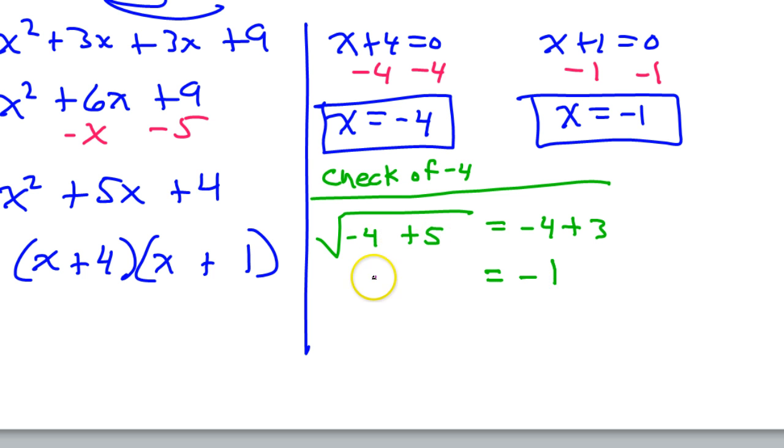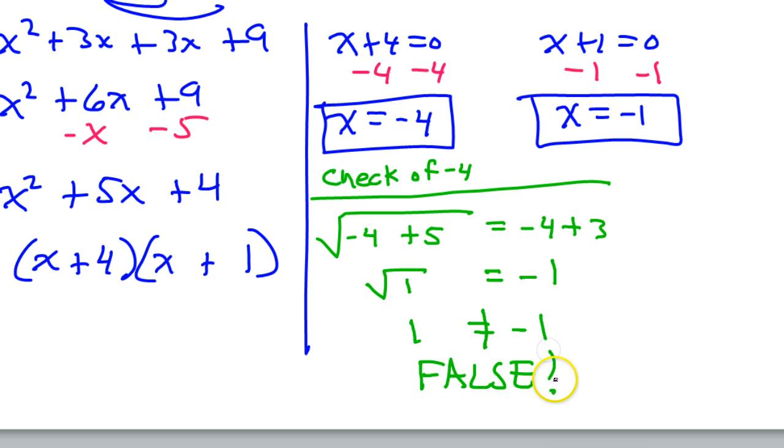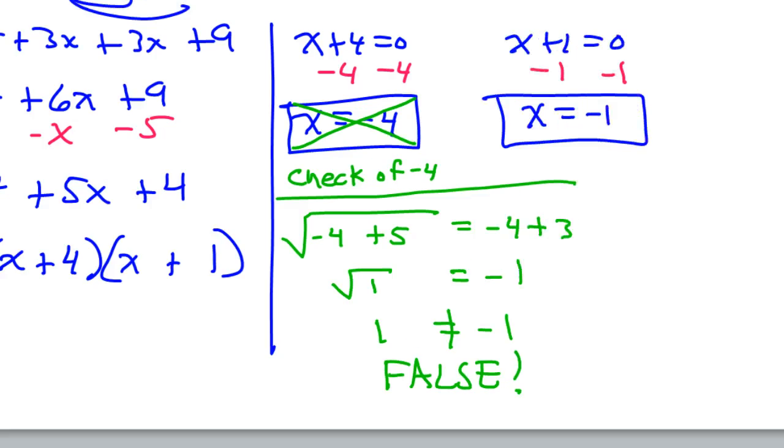So over here I'm going to get that negative 1. It really doesn't matter what this is. So I've got the square root of 1. So that gives me 1 equals negative 1. What? No. So this is false. Okay, that means the negative 4 did not work. So that one's extraneous. Cross that out.